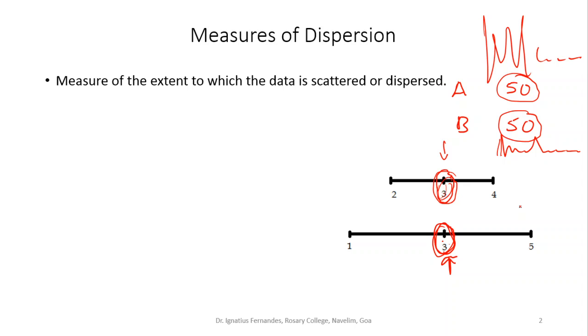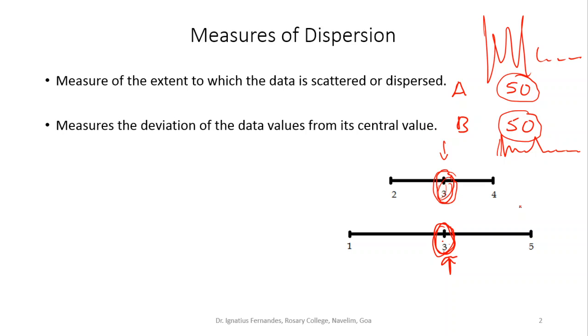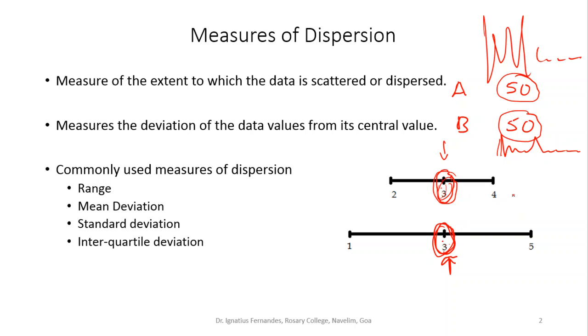So a measure of dispersion is a measure of the extent to which the data is scattered or dispersed, and it measures the deviation of the data values from its central value. In a way, we want to measure quantitatively how much the fluctuation of the data values is as compared to the average value.